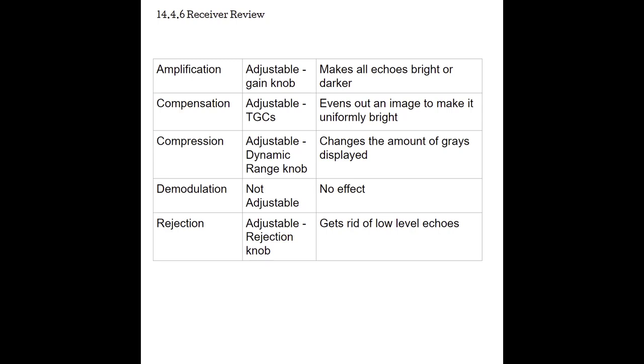Amplification makes the echoes brighter or darker. Compensation evens out the image. Compression changes the amount of grays that we can display. And then rejection gets rid of those low-level echoes. All right, so we have finished our work in the receiver. The signal now needs to head off to the AD converter. So section 14.5, AD converter.